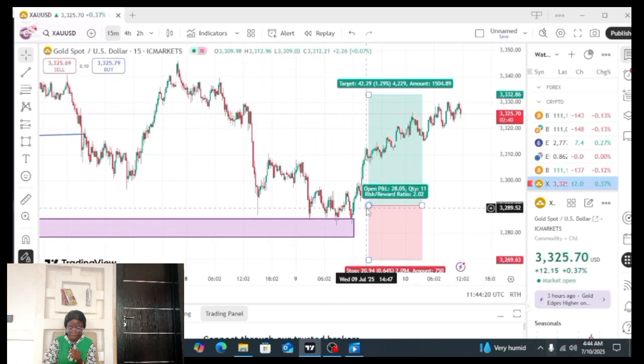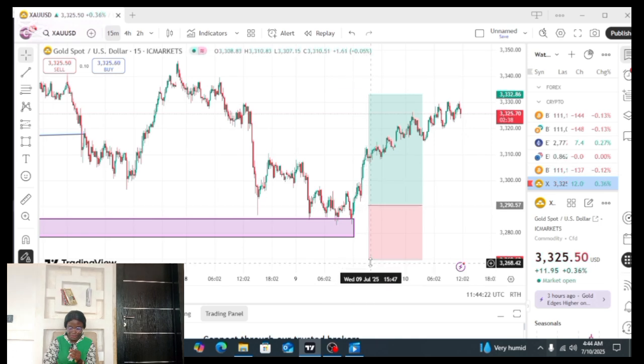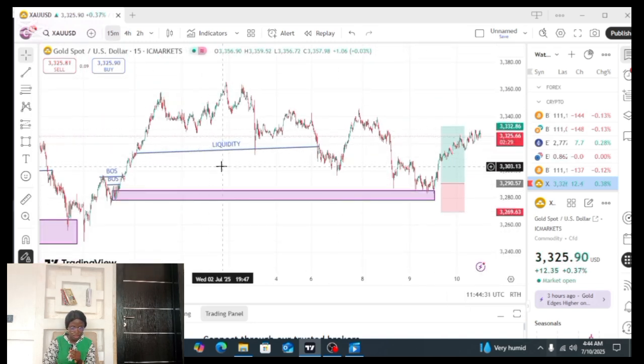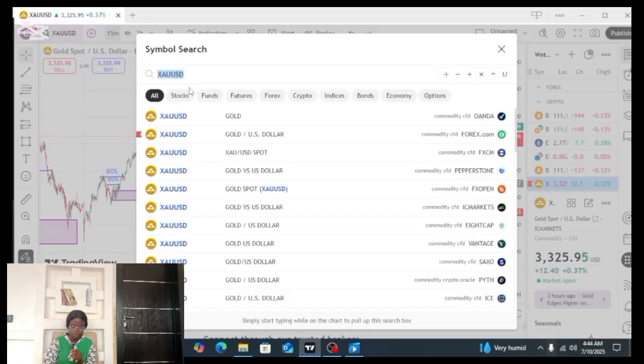Then I pick my trade here. This time around, my stop loss was not too tight. I just go for risk to reward 1:2. And here my TP is almost hit. You understand? So that's the way I was able to identify this trade on gold. So let's go to the other one.